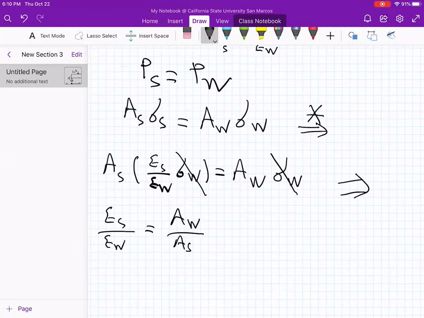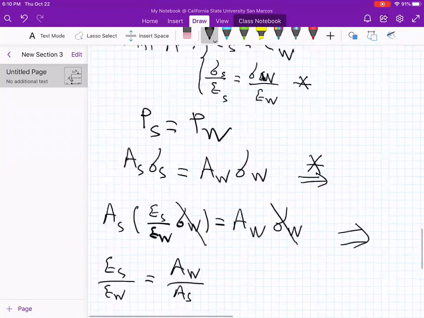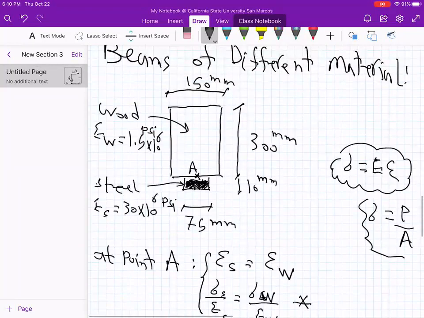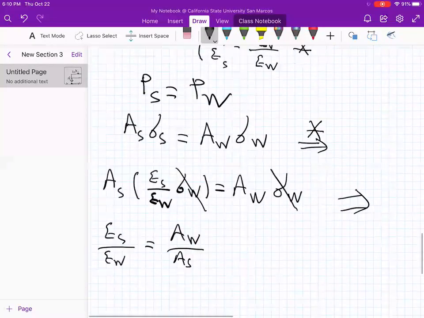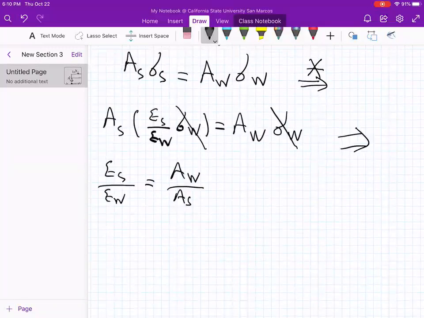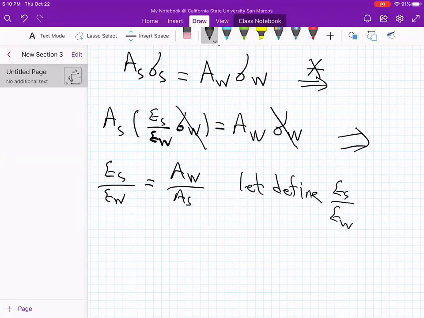Okay, look at this equation. We know the material, we know the steel and wood, which means we know the modulus of elasticity for each one. We know ES and EW, so the fraction ES over EW is given. So let's define ES over EW as, for example, N, right?